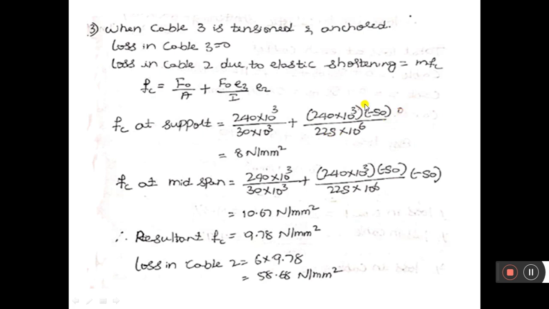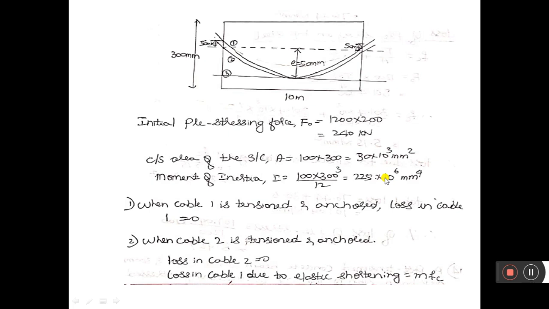So this term vanishes, therefore Fc at support is equal to 8 Newton per mm square. Now considering the eccentricity at midspan. So Fc at midspan, substituting the values of F0 by A, F0 by I and E3 and E2 with respect to midspan. Everything is same. With respect to midspan, cable 3 is having an eccentricity of 50 and cable 2 is having an eccentricity of 50, that is minus 50, minus 50. And therefore Fc at midspan is equal to 10.67 Newton per mm square.